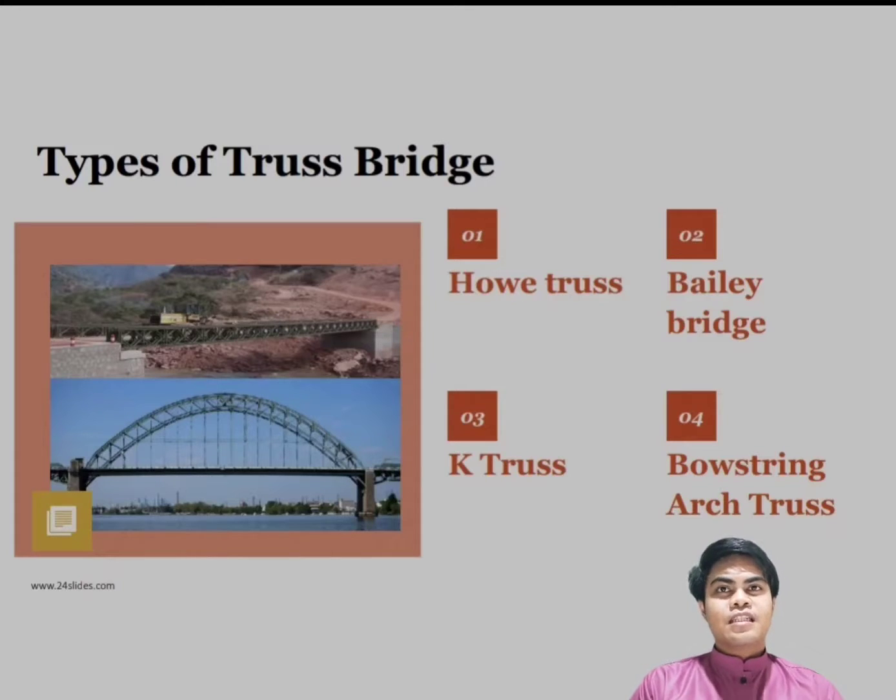And the last one is the bowstring arch truss. This bridge was patented in 1840 by S. Whipple. The main characteristic here is that the vertical load on the truss arch is transmitted along the arch path. At the end of the arch, the force is resolved into vertical and horizontal components.